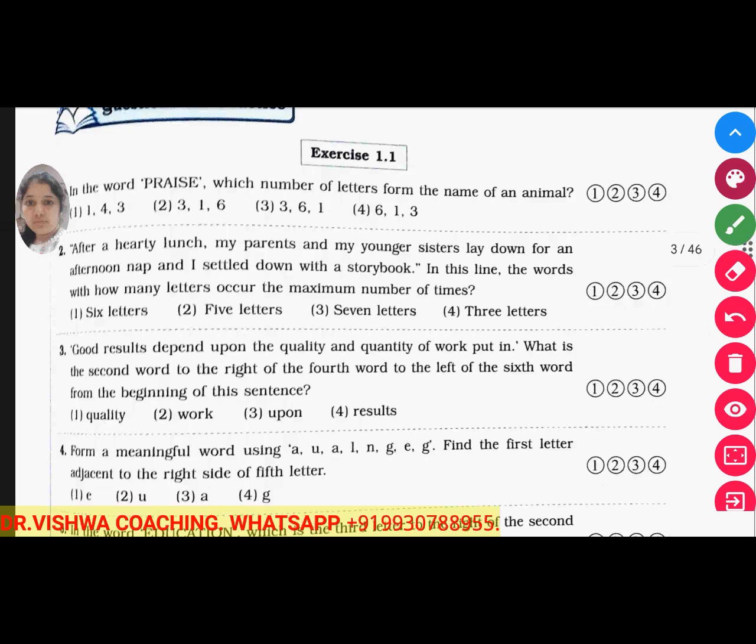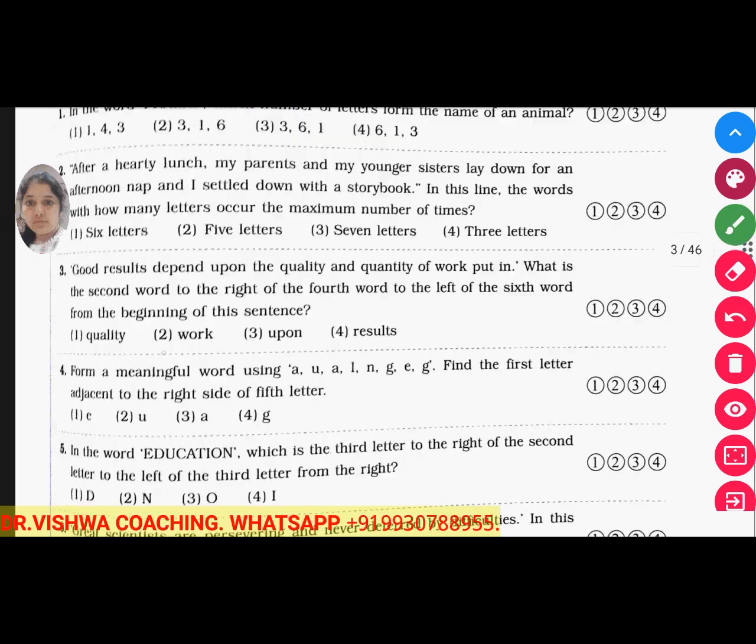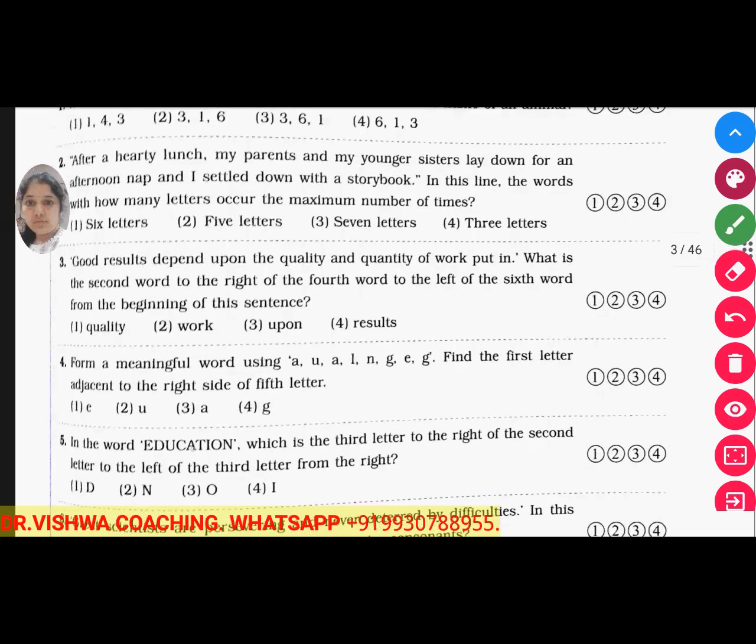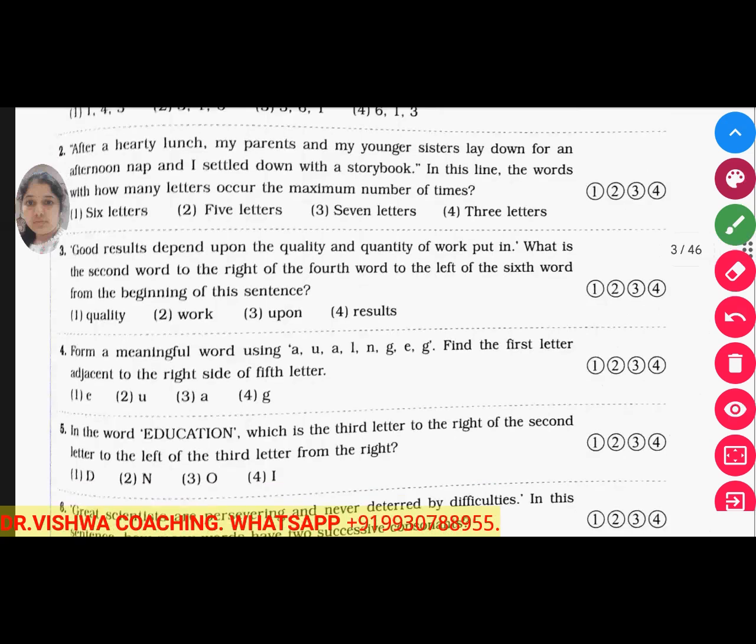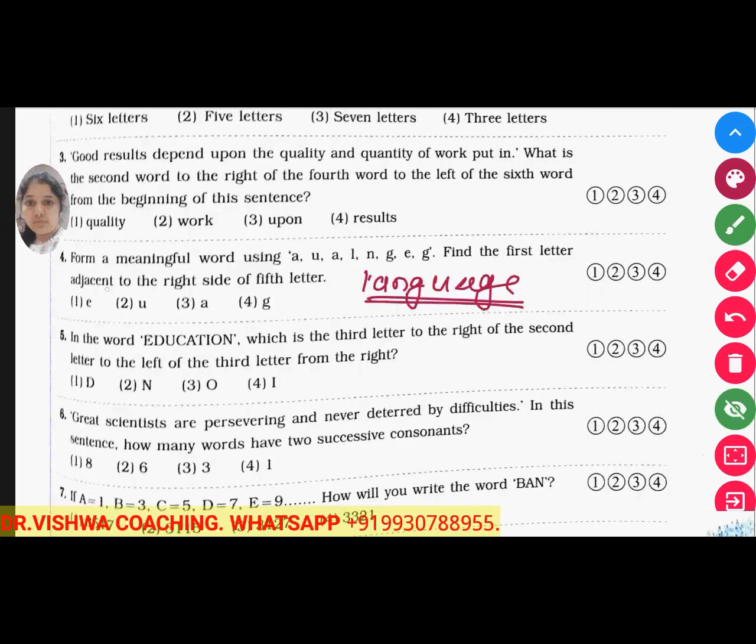Now here you have to find the meaningful word from the given letters, and you have to find the first letter adjacent to the right side of the fourth letter. Now the meaningful word will be language, and we have to find the first letter adjacent to the right side of the fifth letter. Now which is the fifth letter? You have to find 1 2 3 4 5. U is the fifth letter.